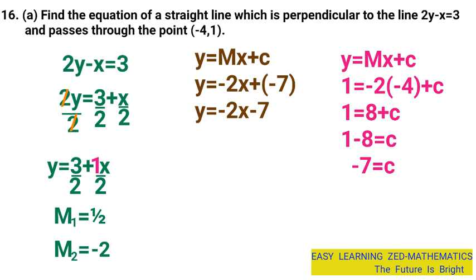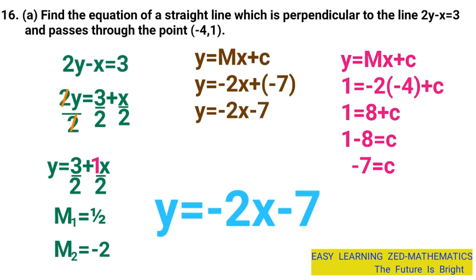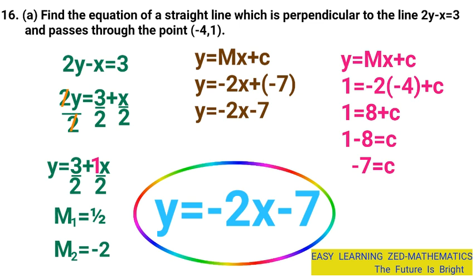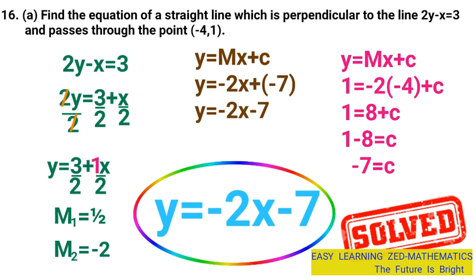That is the equation for a straight line which is perpendicular to the line which is 2y minus x is equal to 3. So the equation we have found is this one in the circle, which is y is equal to -2x minus 7. So this was the correct answer. Let's go to the next question. This one is solved.